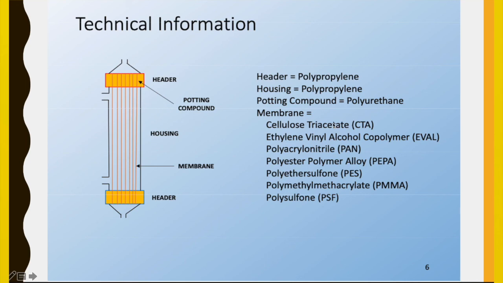The membrane can be of cellulose triacetate, that is CTA, or EVAL, that is ethylene vinyl alcohol copolymer, or PAN, that is polyacrylonitrile, or polyester polymer alloy, or polyethersulfone, that is PES, and other examples. The most common one which we use nowadays is polysulfone.